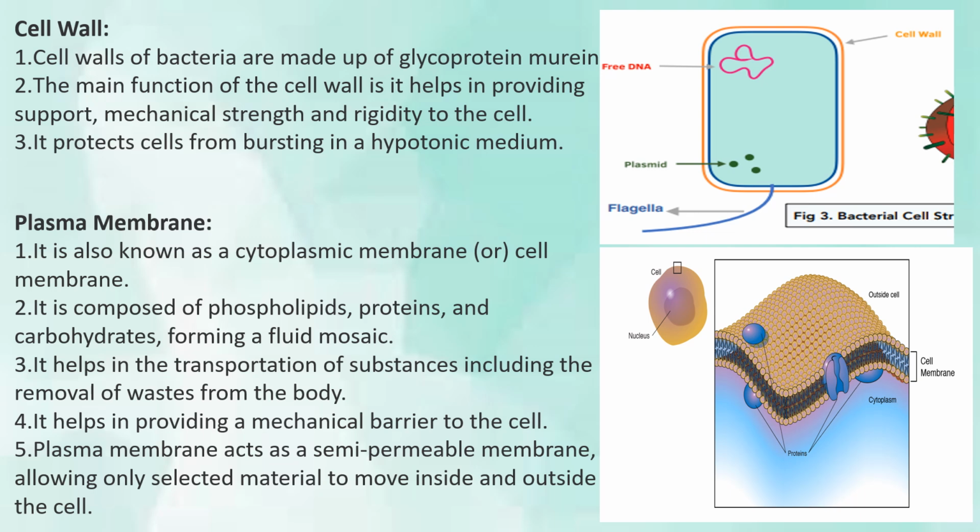Now coming to the plasma membrane. It is also known as the cytoplasmic membrane or cell membrane. It is composed of phospholipids, proteins, and carbohydrates forming a fluid mosaic. It helps in the transportation of substances including the removal of waste from the body. It provides a mechanical barrier to the cells. The plasma membrane acts as a semi-permeable membrane allowing only selected material to move inside and outside the cell.